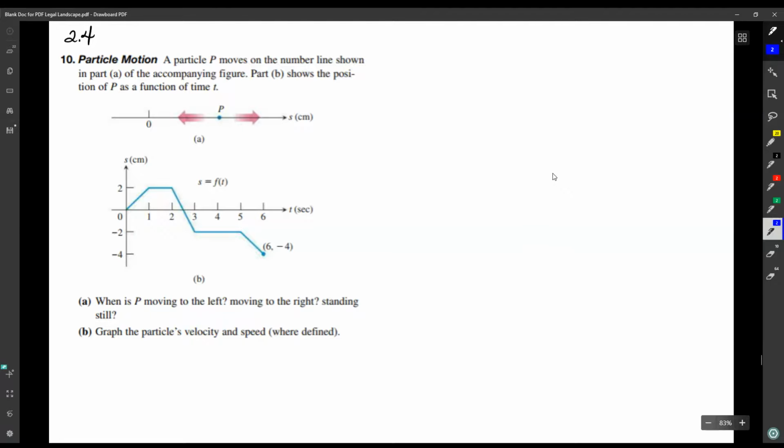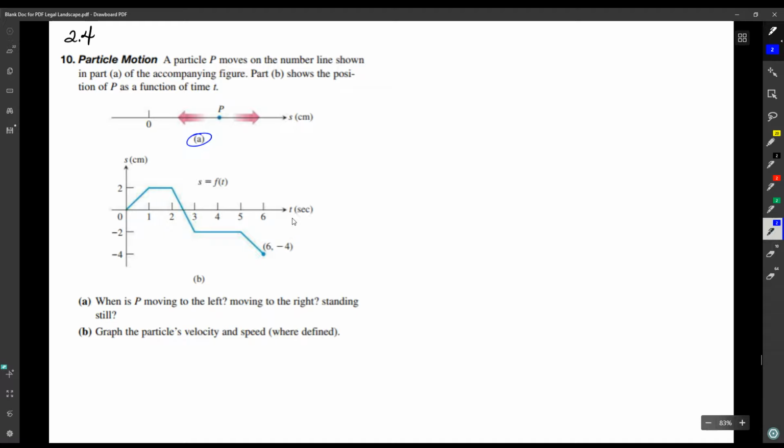This is number 10 from section 2.4. We have a particle P moving along a number line shown in part A, that's here. So it's moving from left to right of this accompanying figure. Part B shows the position of P as a function of time.